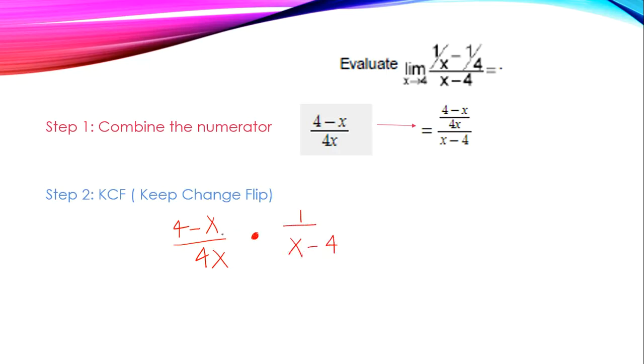Now again, just like we did before, these two factors are almost exactly the same. The only difference between them is their signs. So I'm just going to change one of them by taking out a negative. And when I take out a negative, it switches everybody's sign on the inside. So these guys will now cancel, and we're left with negative 1 over 4x. And now we can plug in x approaches 4. So we get negative 1/16.